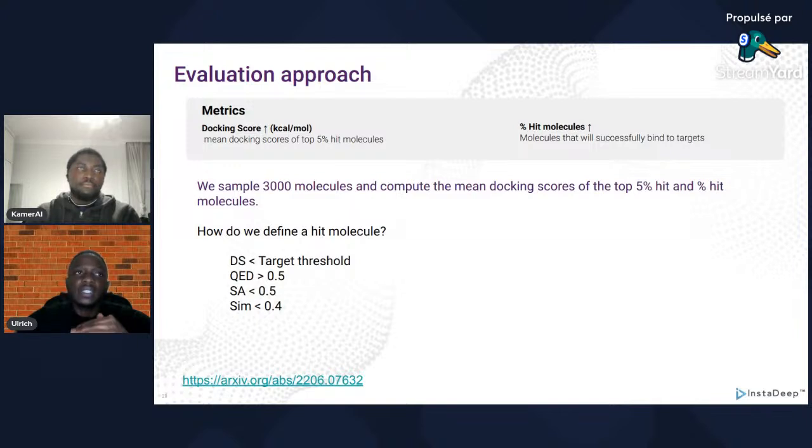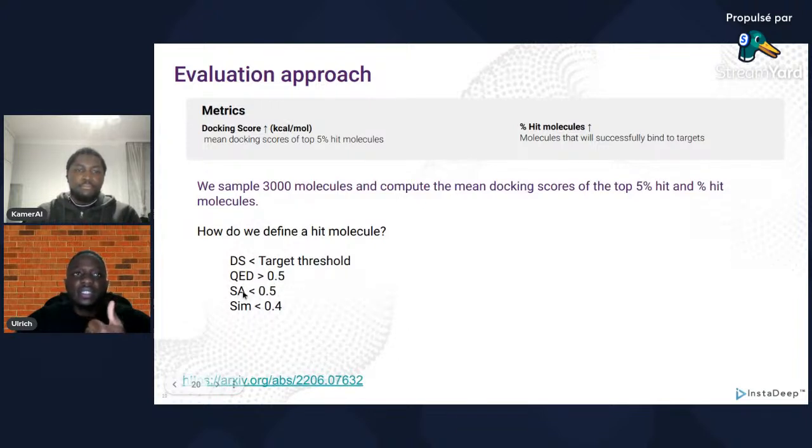Higher binding energy means that the molecule is going to be... It's kind of confusing, but I think the best way is that it's negative on the energy measuring. So you want the docking score to be less than that. And then the QED is like, you want it to look like existing drug-like molecules. So you want the QED above 0.5.